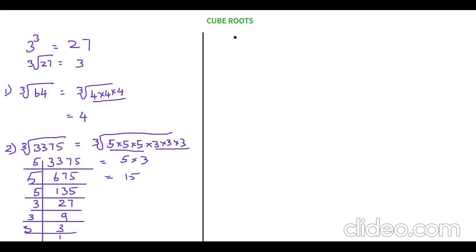Now let's see the third example for today, which is cubic root of 1728. Now let's start doing the prime factorization method. The number is 1728, and since it is an even number, we can always start with 2.